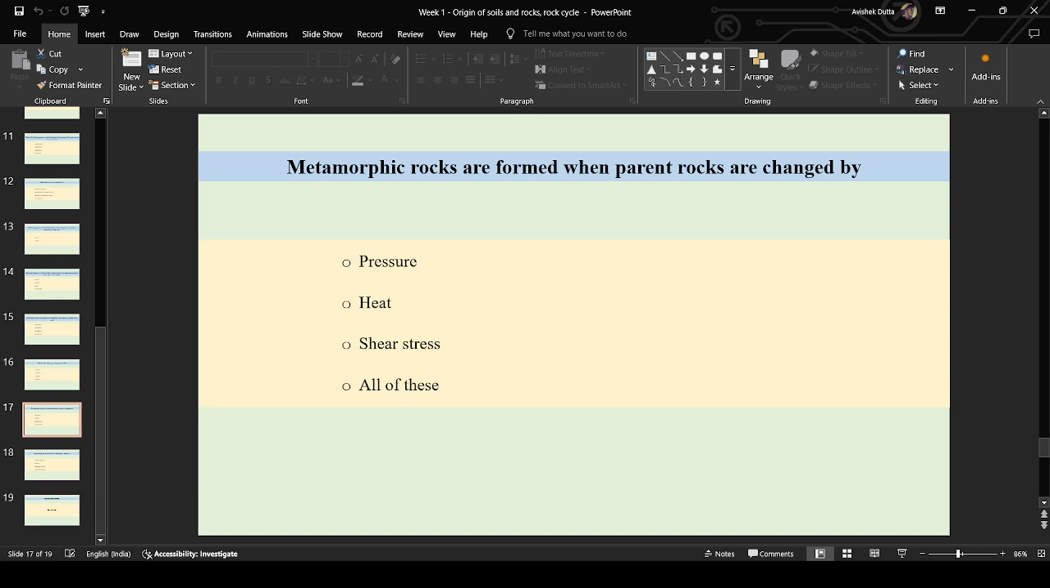I repeat the question. Metamorphic rocks are formed when parent rocks are changed by. The options are pressure, heat, shear stress, or all of these.